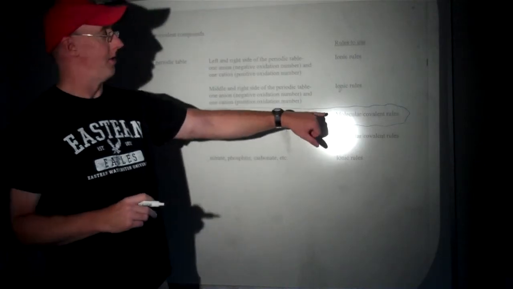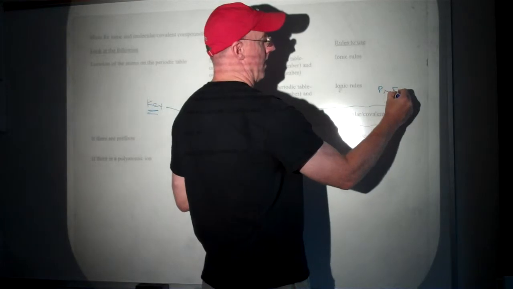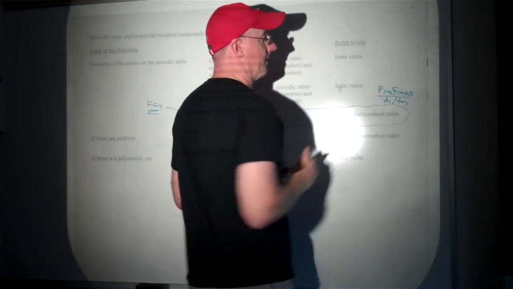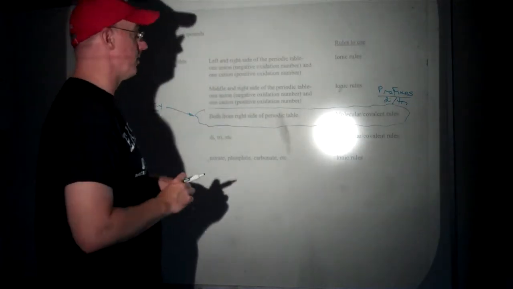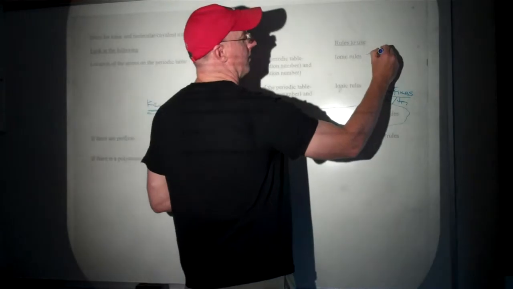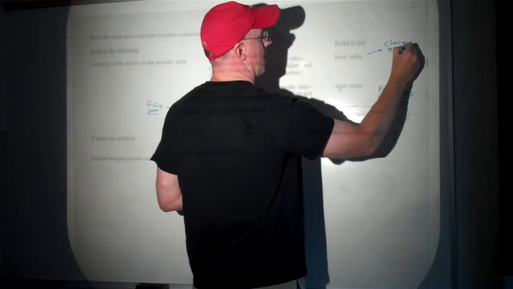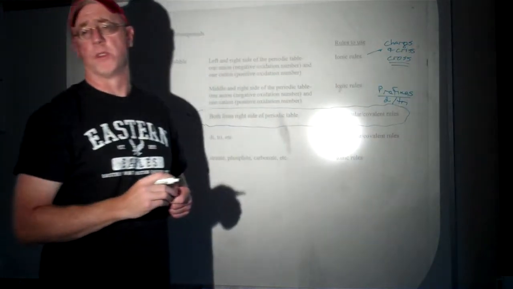Where are they located? Both from the right side, you're going to use your molecular covalent rules. Those are your prefixes. Those are your di's and your tri's and that kind of stuff. So both from the right, you're going that way. Pretty much everything else, you're going to use your ionic rules. Those are your charges and crisscross. So the first thing you want to take a look at is where they're at on the table and go from there.